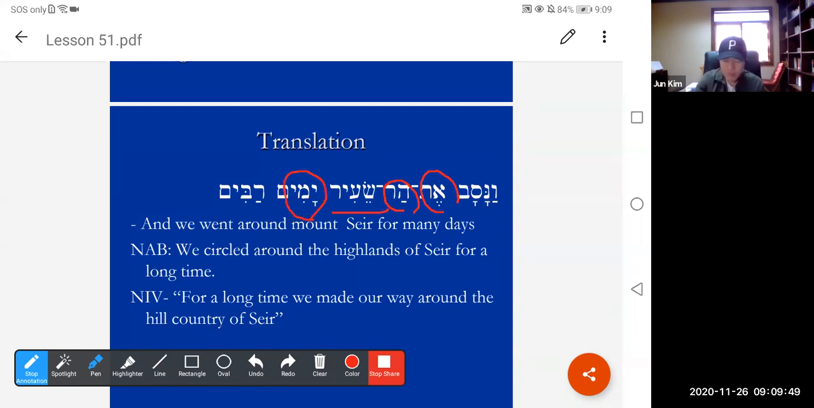What does yamim mean? Yamim means days, and rabbim is from rab, but there is agreement between these two in terms of number. It's plural, masculine. So you can see that this one is modifying the preceding noun: many days. So the literal translation is, and we went around Mount Seir for many days. And the ABS says, we circled around the highlands of Seir for a long time.